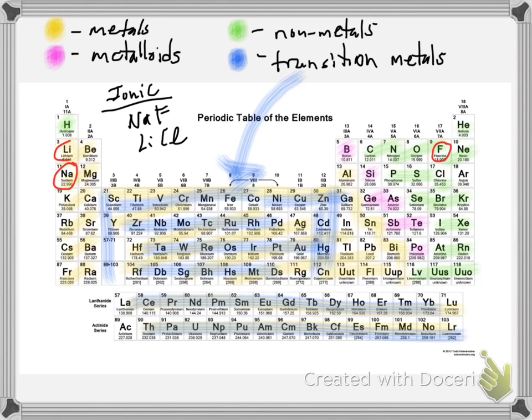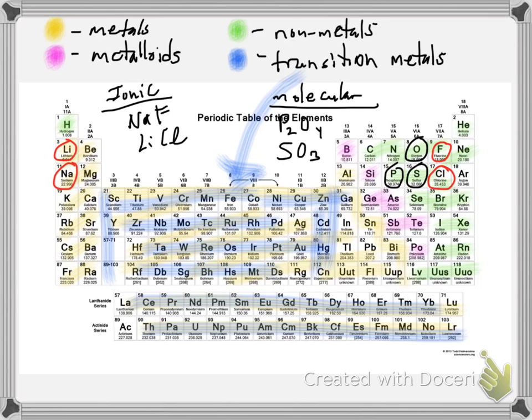Let's look at some examples. For ionic compounds, look at sodium fluoride. You have sodium, Na, and fluorine, F. Sodium is on the metal side, fluorine is on the nonmetal side. Or lithium chloride. Lithium is the metal, chlorine is the nonmetal.